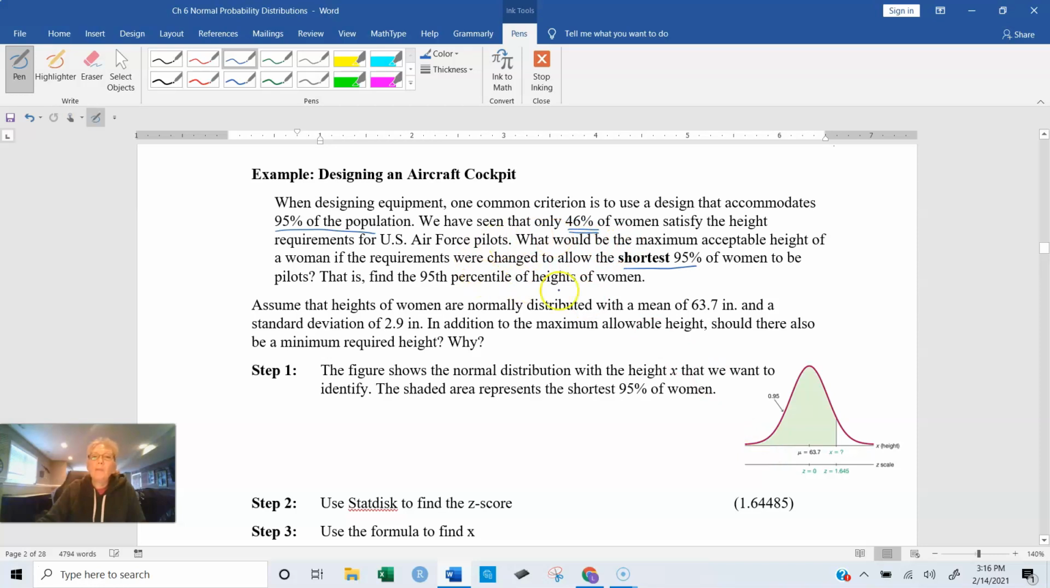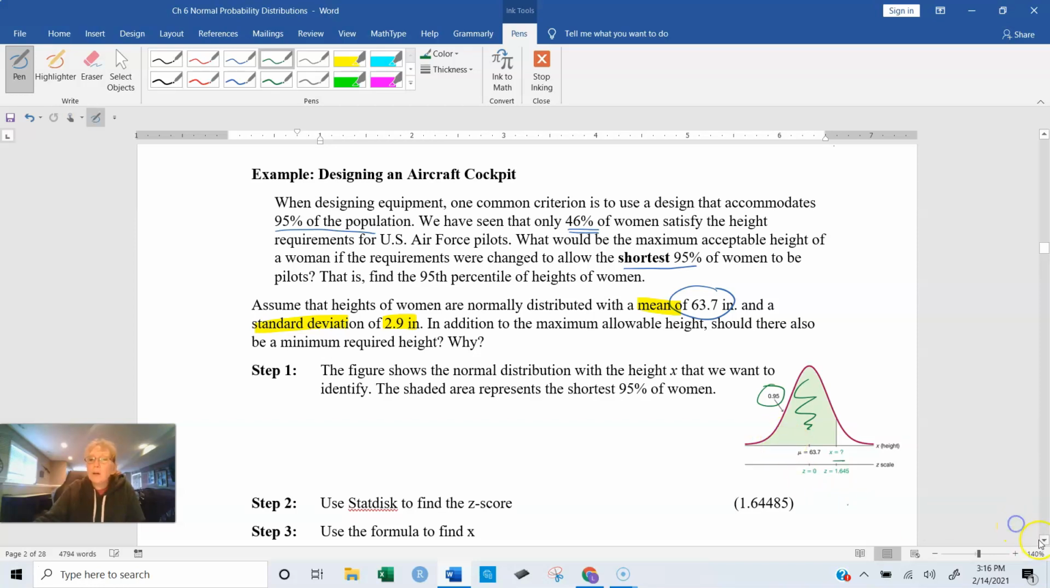I know that a woman has a 63.7 mean. So we know what my mean is, and a standard deviation of 2.9. I need to find what percentage this is. So now we draw our curve, which is over here, and we're trying to find this x value, and we know we want this here to be 95% of women to fit in this area. So 95 or below. So we know it's everybody to the left.